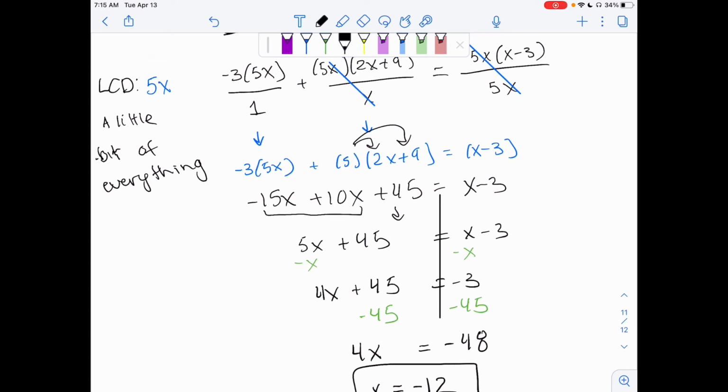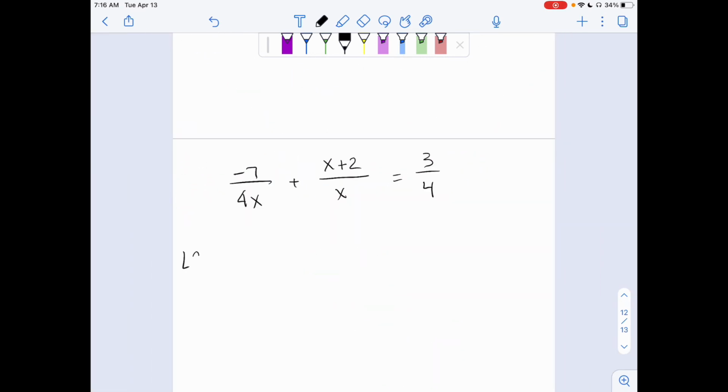Let's take a look at another example. Our least common denominator needs to have a little bit of everything, so it's going to have a 4 and an x. So we're going to multiply everything by that. Multiply this by 4x, this by 4x, and this by 4x. And I don't want to lose track of my equal sign, so I'm going to draw a line. You can even cancel things out from this phase if you want.